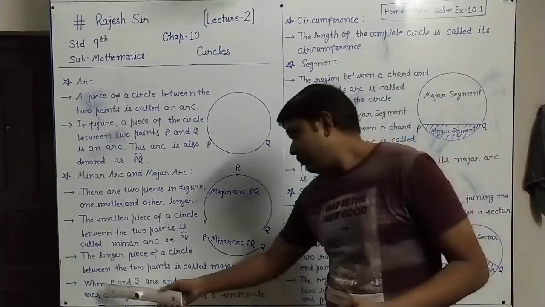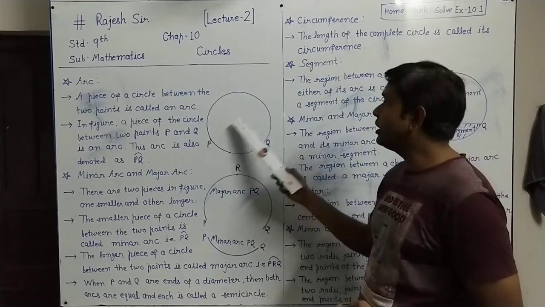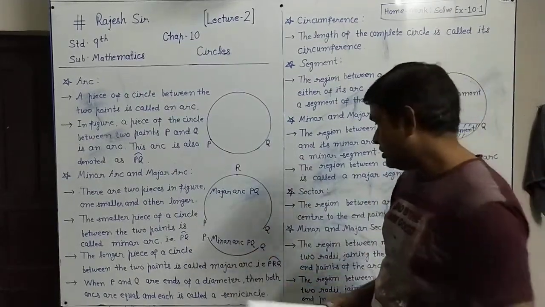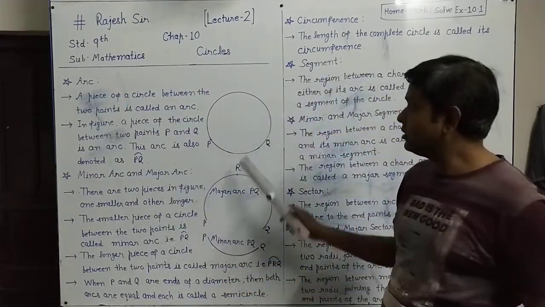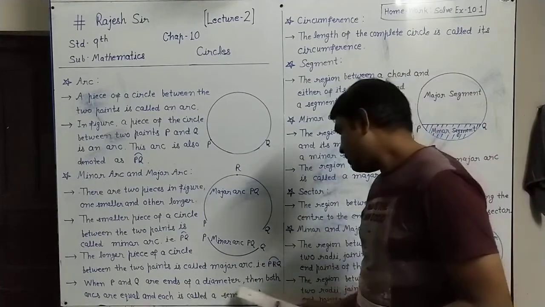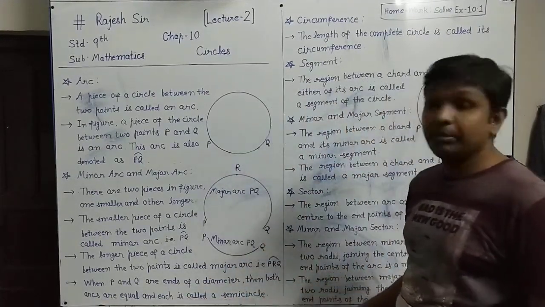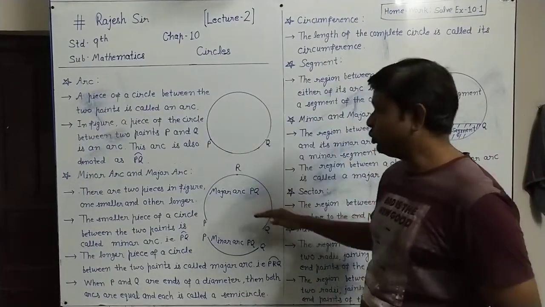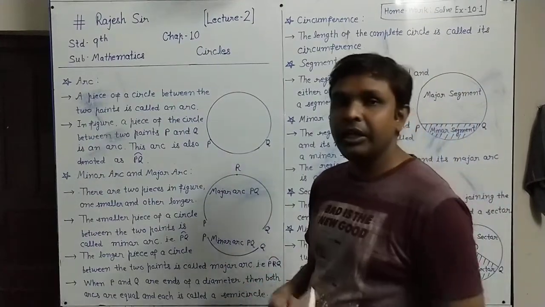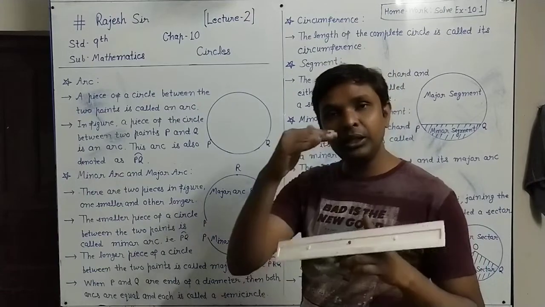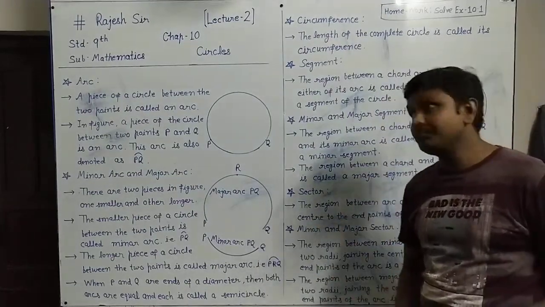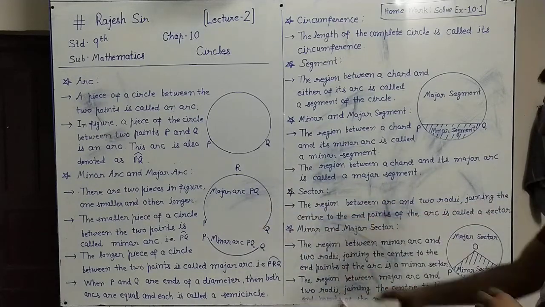Suppose P and Q are the endpoints of a diameter, on opposite points of the diameter. Then both the arcs will be equal, of the same length, and each is called a semicircle. If smaller and longer, the smaller is called minor arc and the longer is called major arc. And if both pieces are equally divided by the diameter, then each of them is called a semicircle. So this way we have seen arc, minor arc, major arc as well as semicircle.